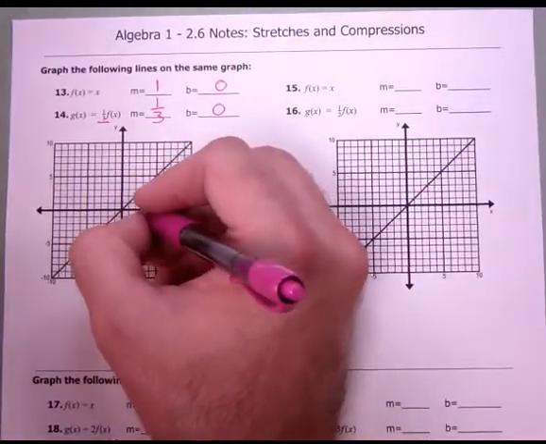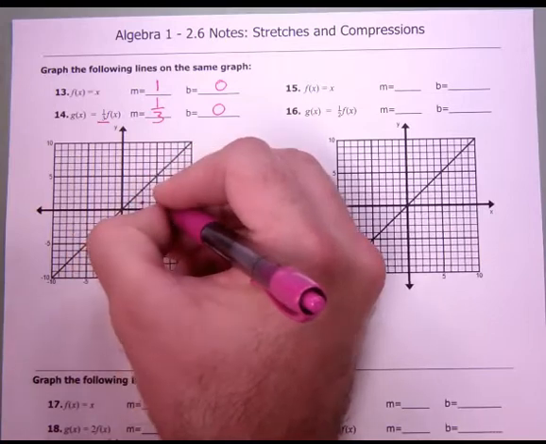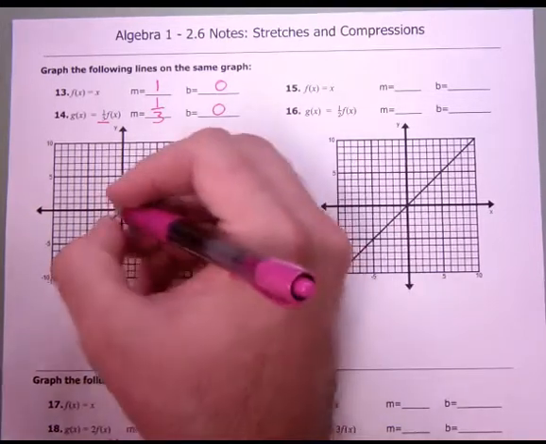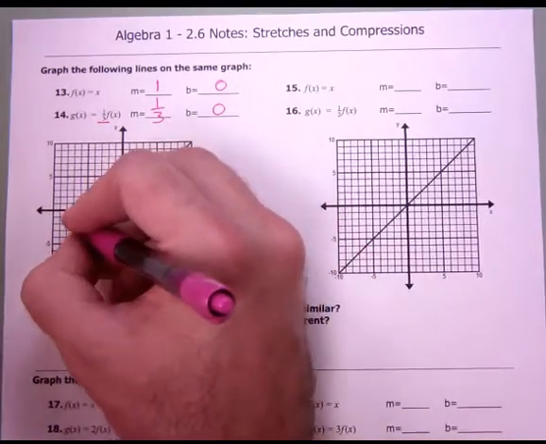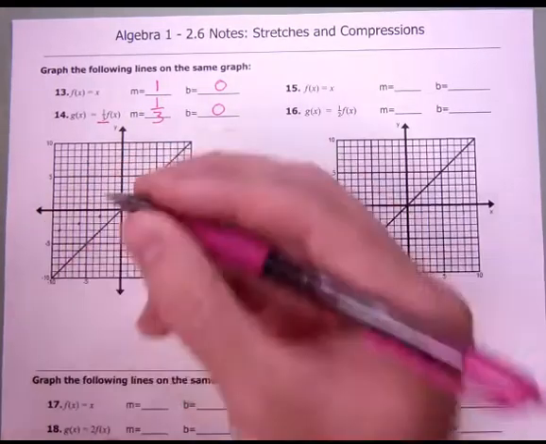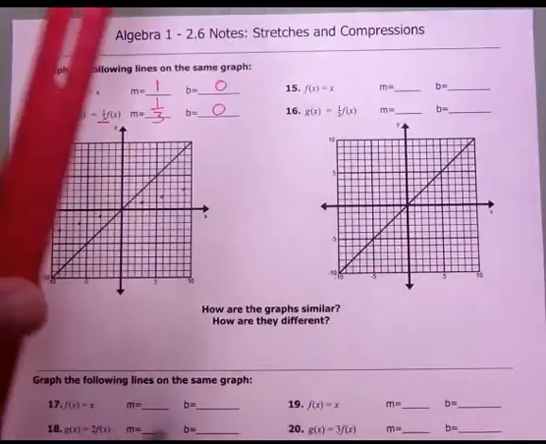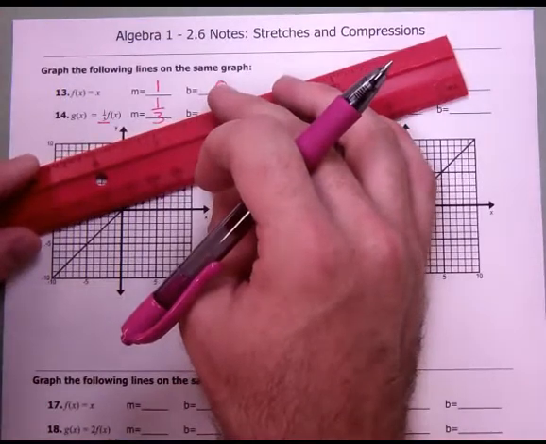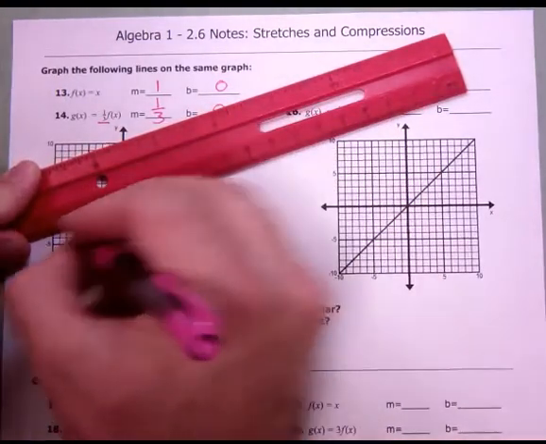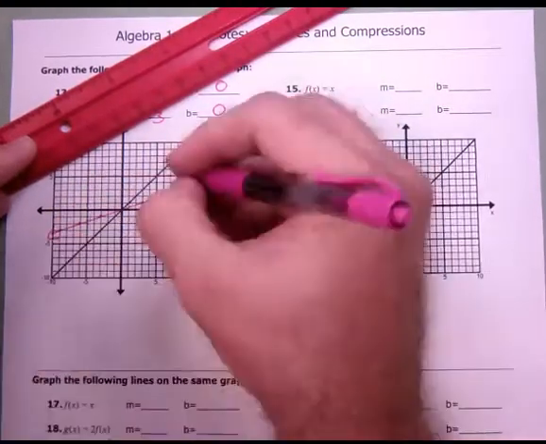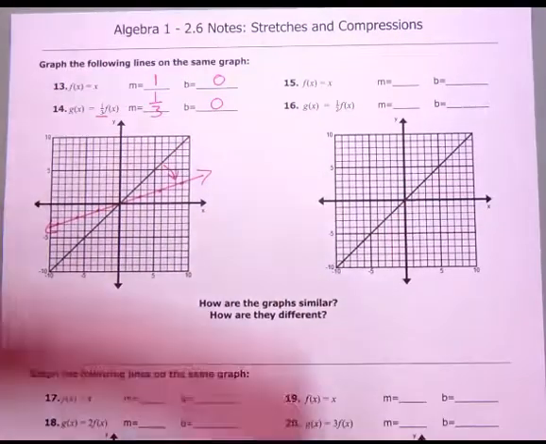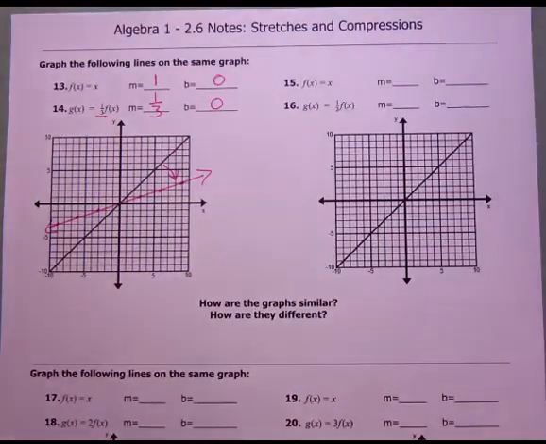Right? We're going to go over 3, up 1, over 3, up 1, over 3, up 1. And yes, it will look identical to the previous page where you did the 1/3. And as you can see, it flattened out or became less steep.